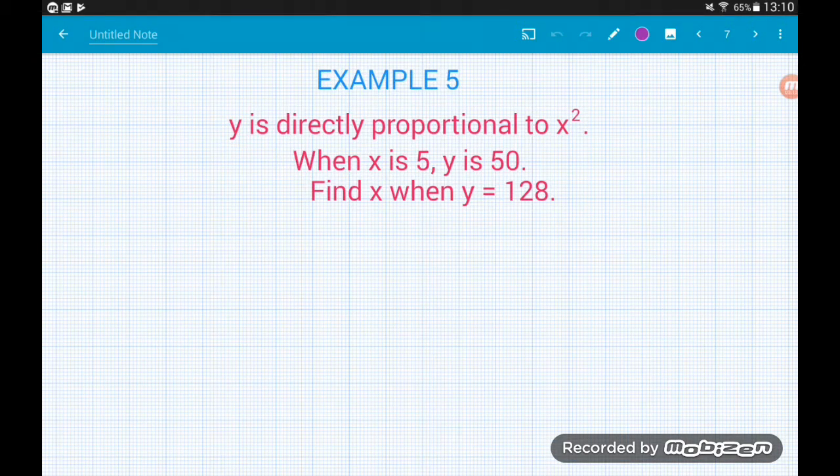So proportion questions aren't always just about y and x. We might use other letters, we've seen that. We might also use powers. So here we've got y is directly proportional to x squared. When x is 5, y is 50. Find x when y equals 128.